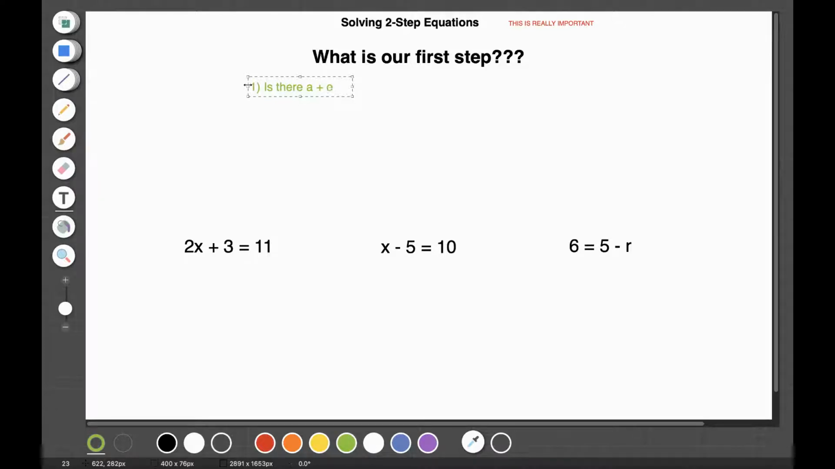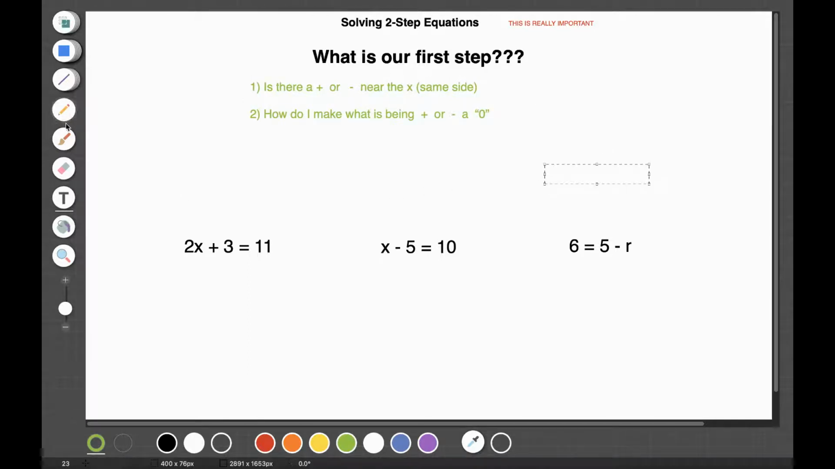or minus near the x? So it needs to be near the x. And by that, I mean on the same side. Okay? And then if there is, the question is, how do I make what is being added or subtracted a 0?